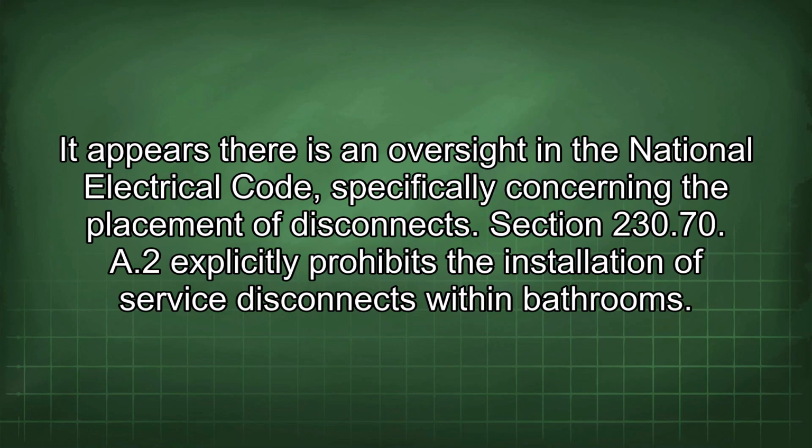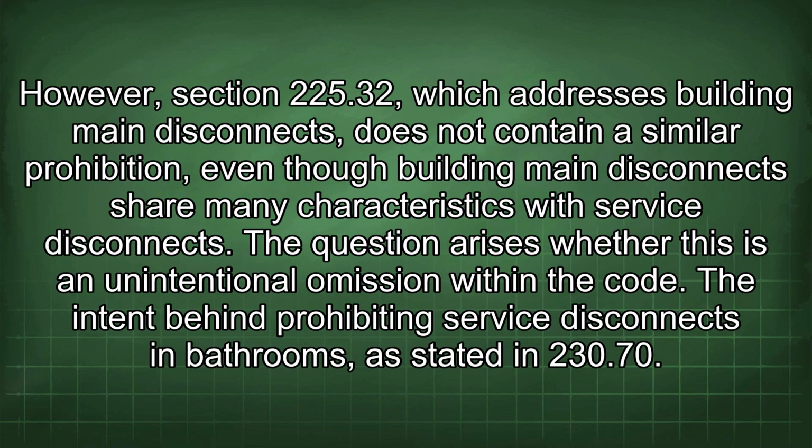It appears there is an oversight in the National Electrical Code, specifically concerning the placement of disconnects. Section 230.70(A)(2) explicitly prohibits the installation of service disconnects within bathrooms. However, Section 225.32, which addresses building main disconnects, does not contain a similar prohibition, even though building main disconnects share many characteristics with service disconnects. The question arises whether this is an unintentional omission within the code.